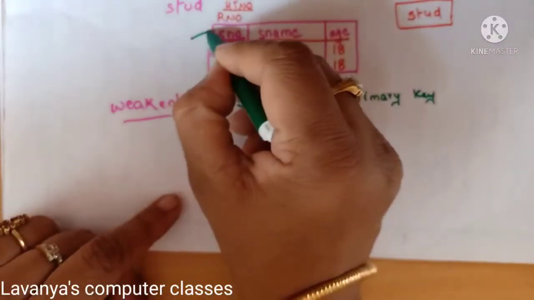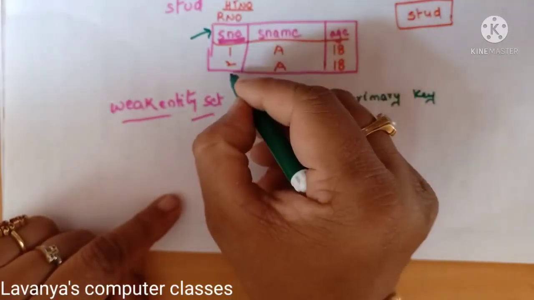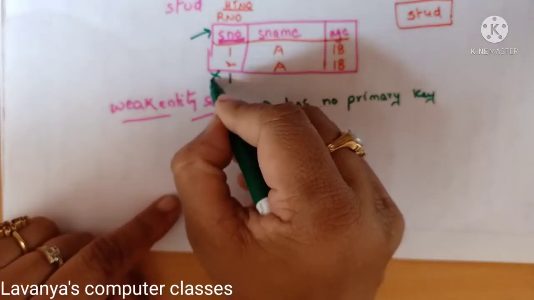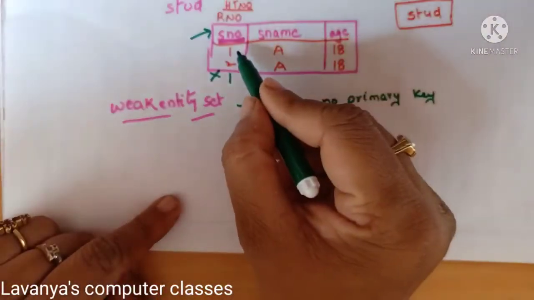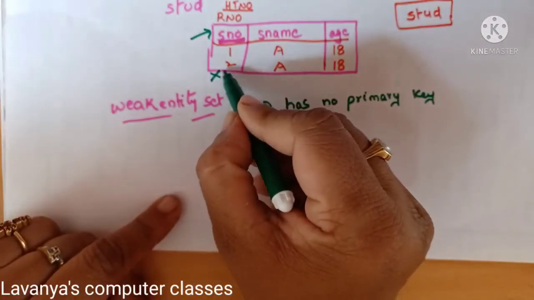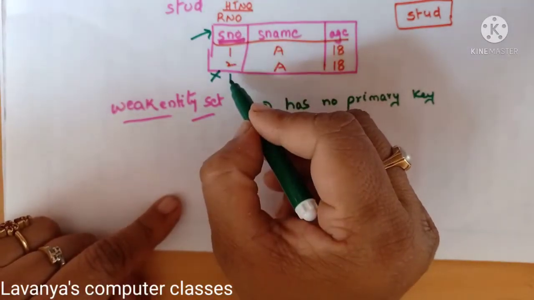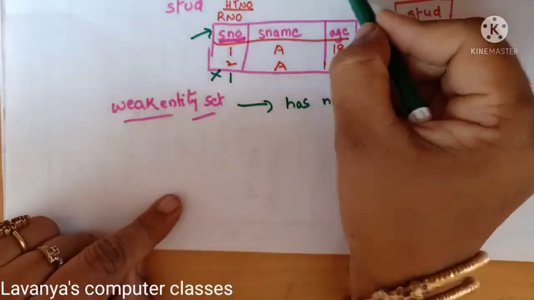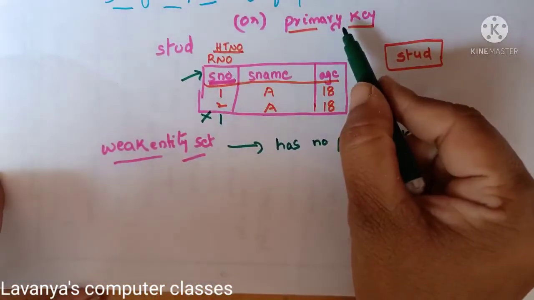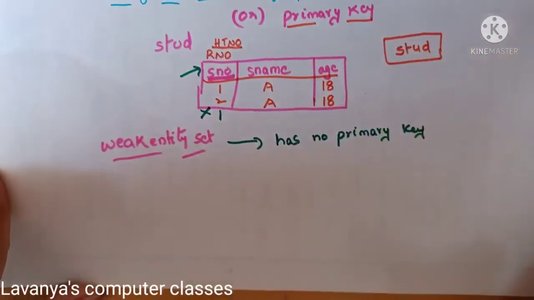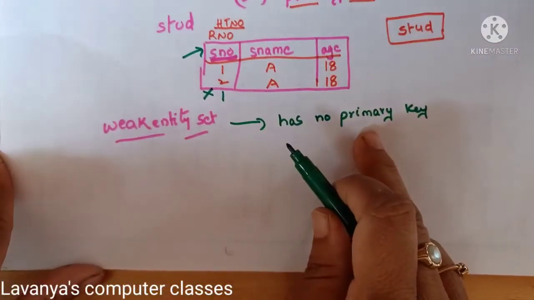If it is a primary key, for example, I will give one more: if a student's roll number is also 1, immediately it is not accepted. Because the serial number is a primary key, it does not accept duplicate values, because 1 is already repeated. That is the concept of primary key. So any entity set that has a primary key is called a strong entity set. A weak entity set means it has no primary key.